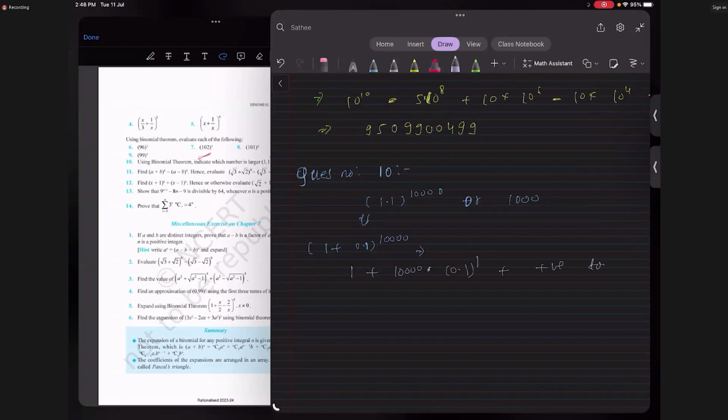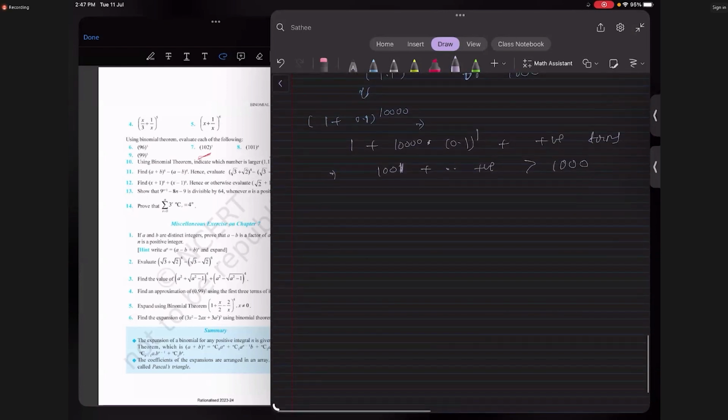So this would be 10,000 into 0.1, which is 1,000, plus 1. So this would be 1,001 plus some other positive terms, so this will always be greater than 1,000. So you can straightforwardly say that this value will always be greater than 1,000.